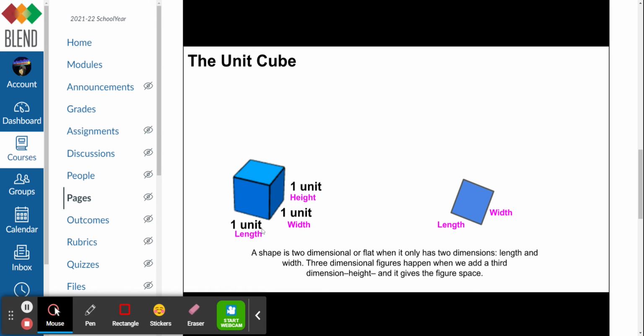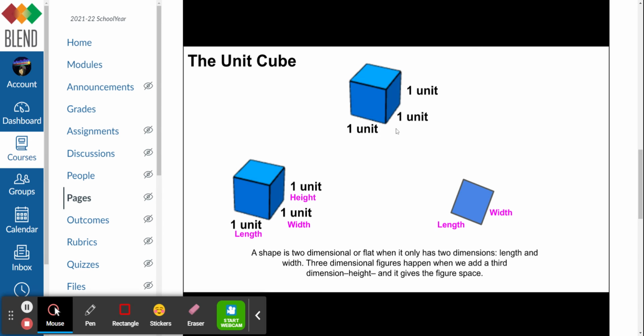So as you can see, like we talked about before, 2-dimensional, we have length and width, but this is 3-dimensional, so we have length, width, and height. So a shape is 2-dimensional or flat when it has 2 dimensions, length and width. 3-dimensional figures happen when we add a 3rd dimension, height, and it gives the figure space. So this would take up space in a room, also vertically, like we do, like people.